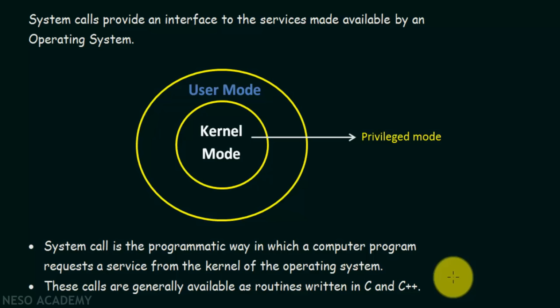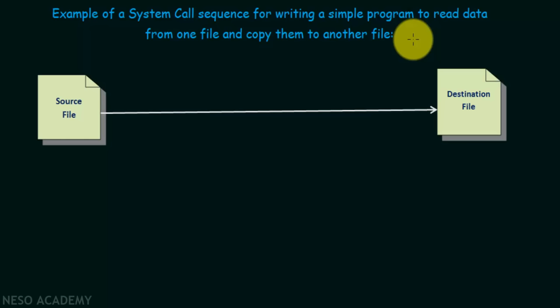Now, in order to understand in a more clear way, let us take a simple example in which we will see how system calls are made and how system calls are used. So let's say that we have a simple example here where we want to copy the contents of one file to another file.